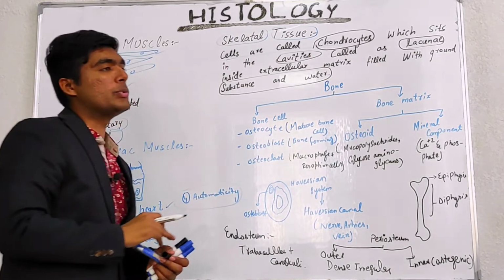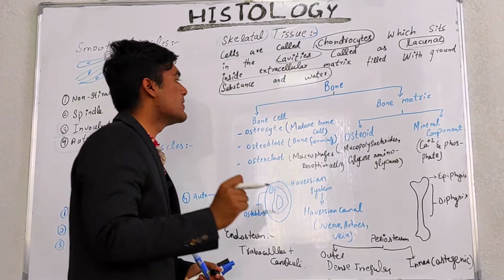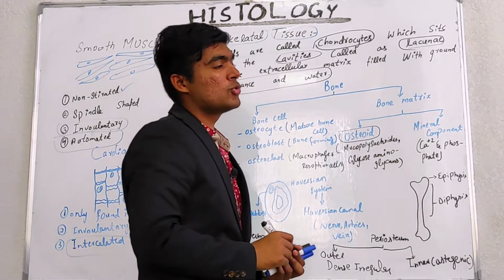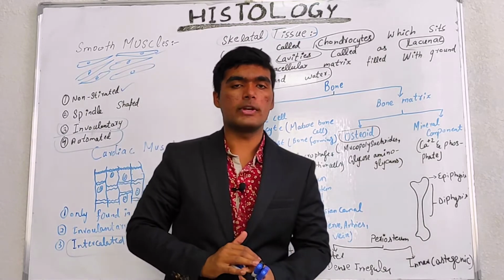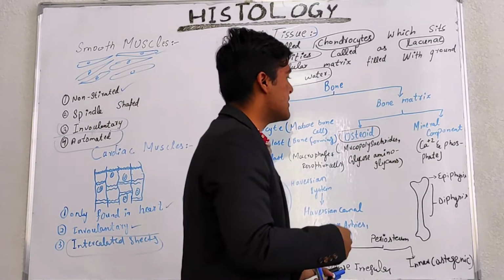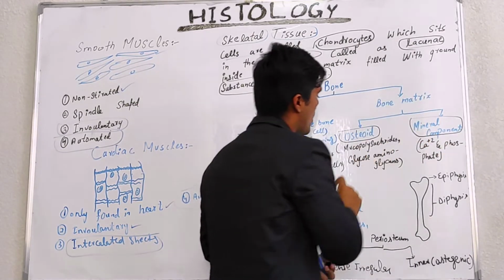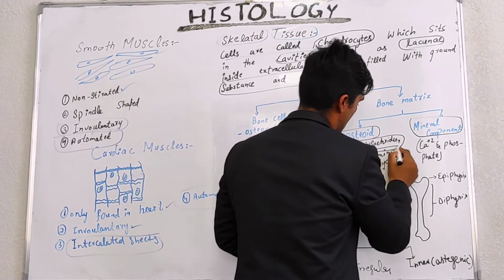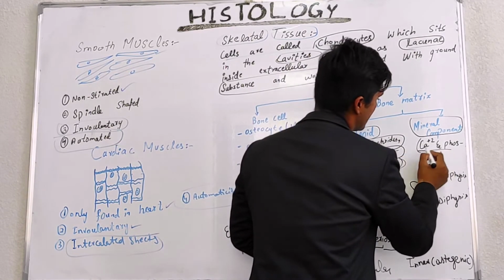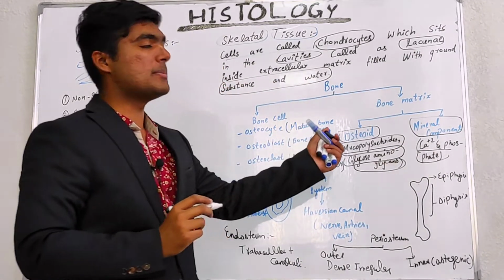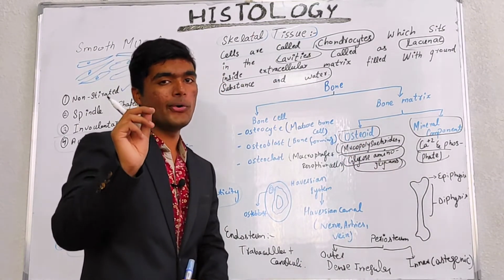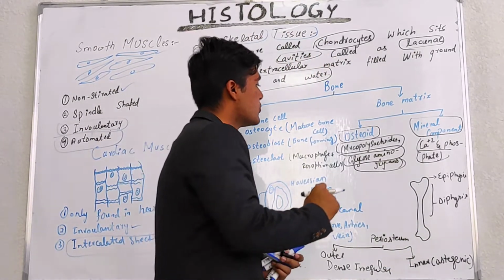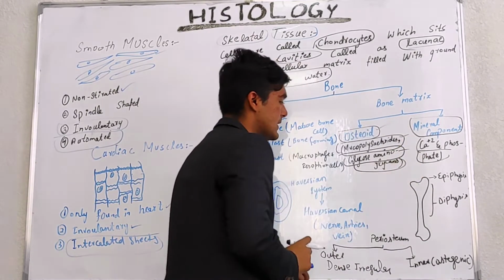Bone is divided into two components: bone matrix and bone cells. The bone matrix is composed of two components: an osteoid component and a mineral component. The osteoid component contains mucopolysaccharides and glycosaminoglycans, while calcium and phosphates are in the mineral component. The mineral component contains calcium and phosphate, and the osteoid component, as its name shows, contains mucopolysaccharides and glycosaminoglycans.